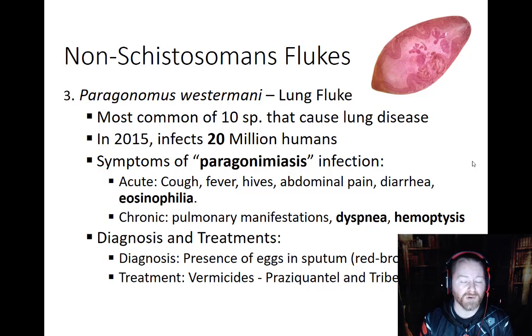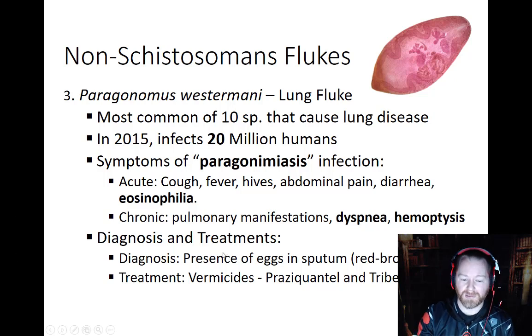Now, if this gets worse, we go into the chronic conditions, which is pulmonary manifestations. So you'll have probably labored breathing, problems breathing, dyspnea, which is, I believe, fluid in the lungs, and hemoptysis, which is actually coughing up blood.